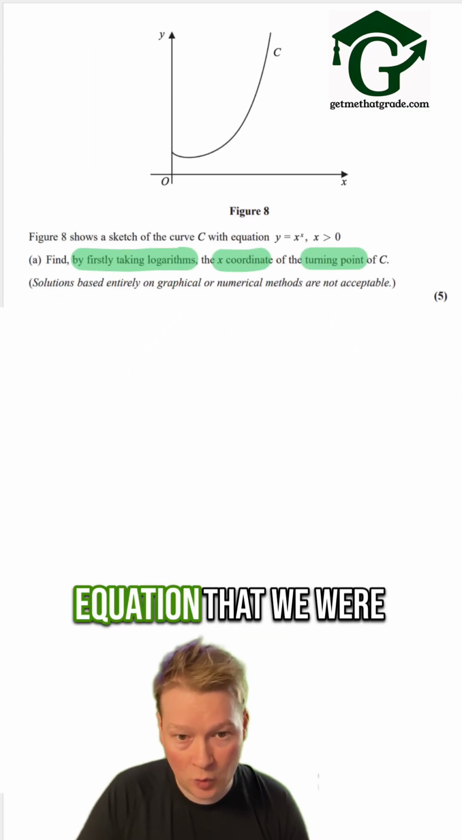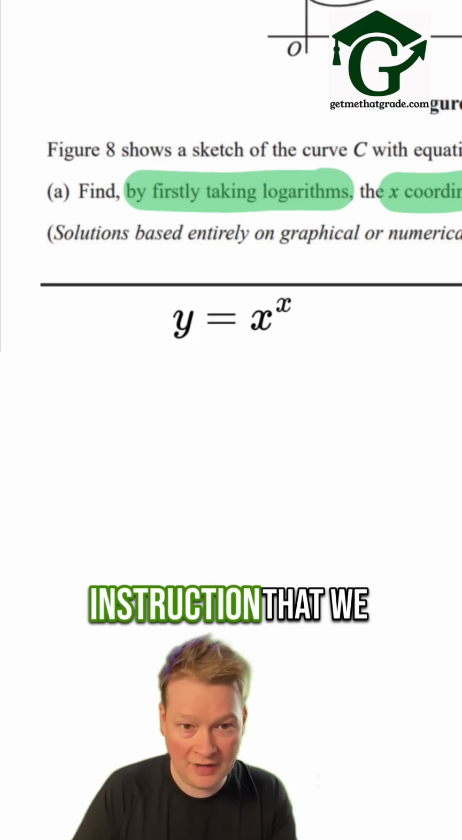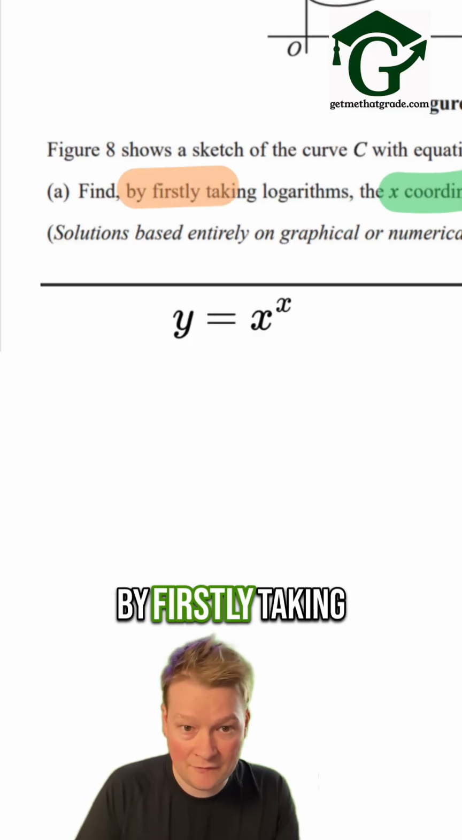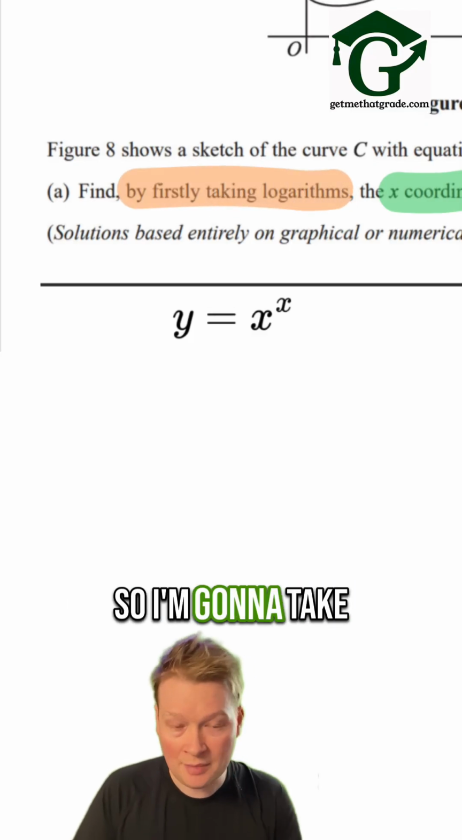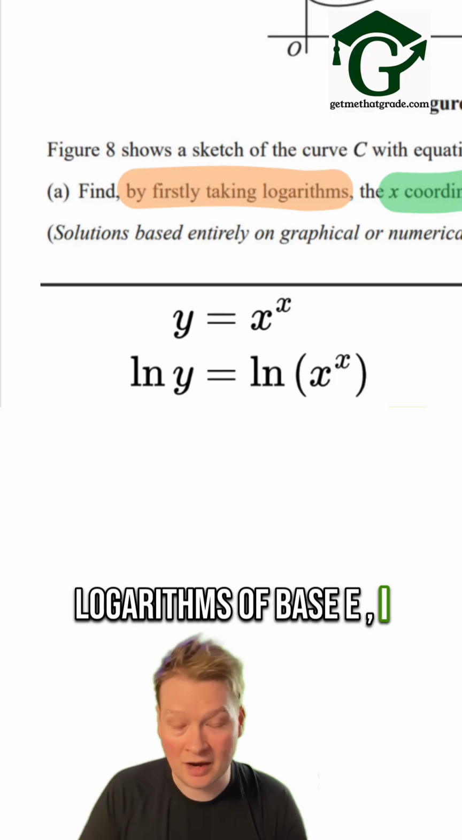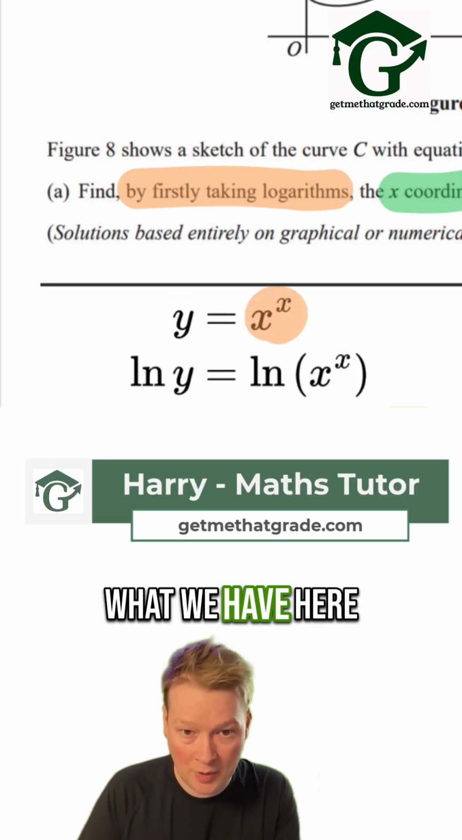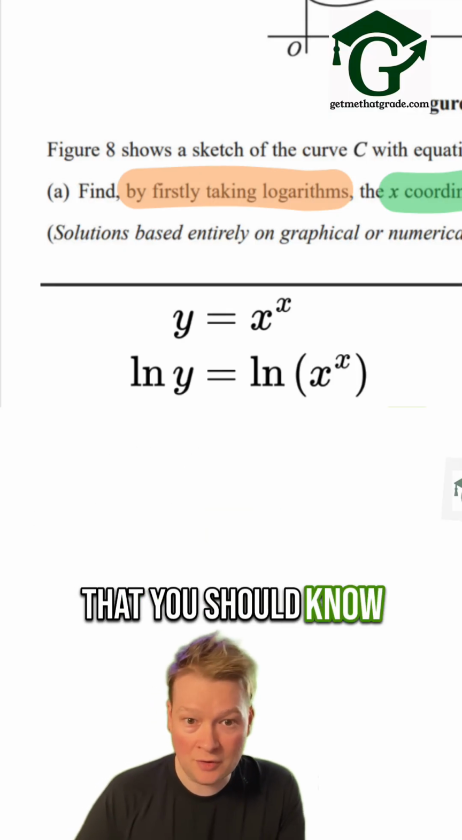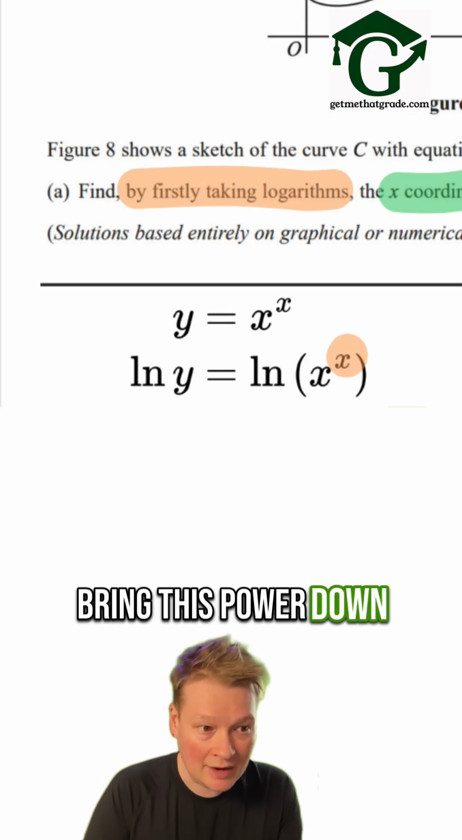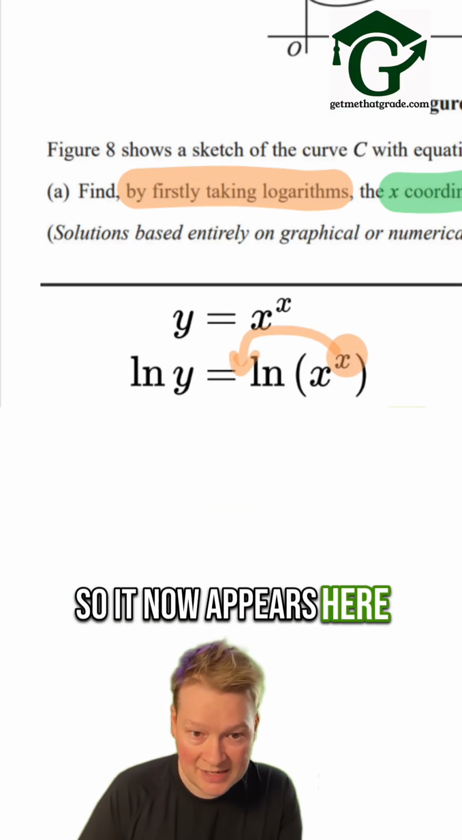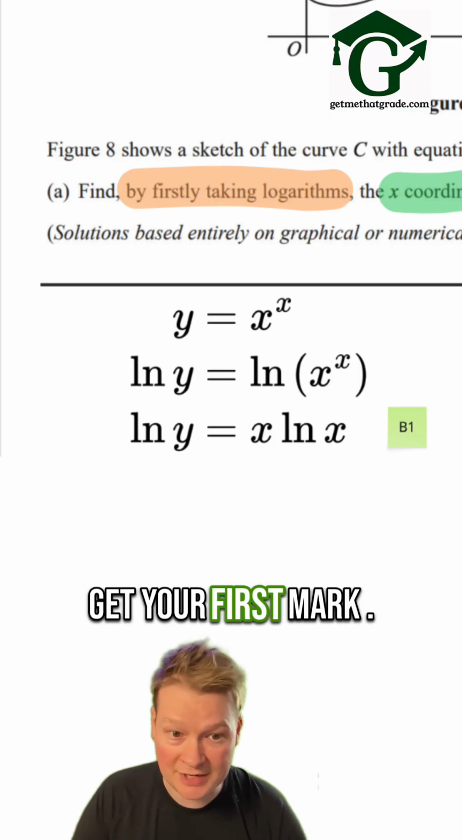So we'll start with the equation that we were given. Then we'll follow the instruction that we were given. It said find by firstly taking logarithms. So I'm going to take logarithms of base e, i.e. natural logarithms, of both sides. So natural log of y will be natural log of what we have here. There's a rule of logs that you should know that says that you can bring this power down to the front. So it now appears here. If you get that far, you get your first mark.